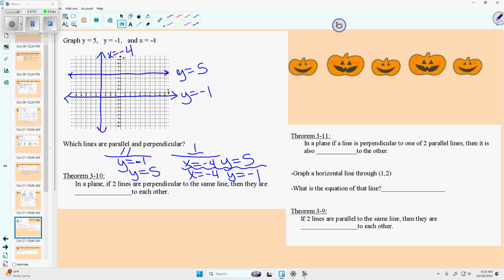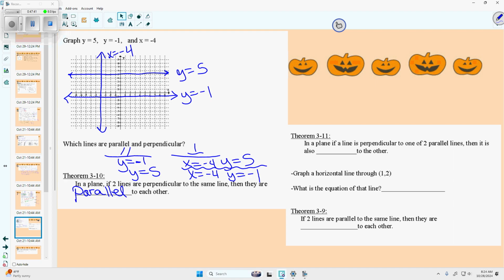Okay, so y equals 5 and y equals -1 are both perpendicular to x equals -4, right? If two lines are perpendicular to the same line, then they are what to each other? Y equals 5 and y equals -1 were perpendicular to x equals -4. What are y equals 5 and y equals -1 to each other? Parallel. So two lines perpendicular to the same line are parallel to each other.